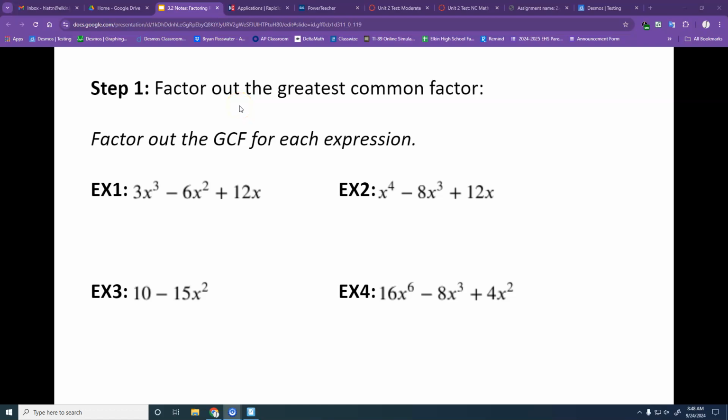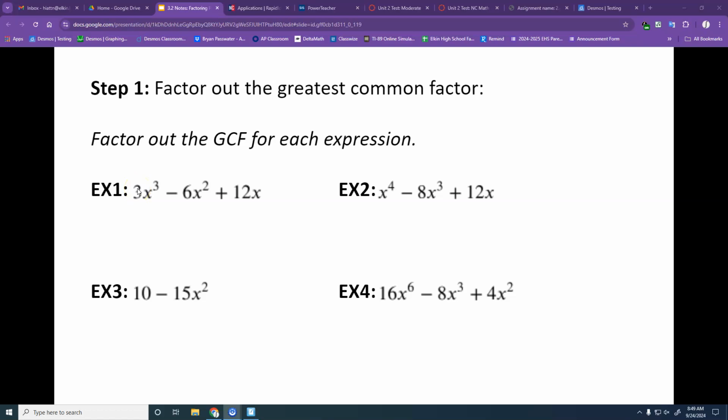For being able to solve polynomial equations later on. The greatest common factor is the biggest thing that we can divide everything by. Okay? So, if we look at this first problem, let's just look at the coefficients first.